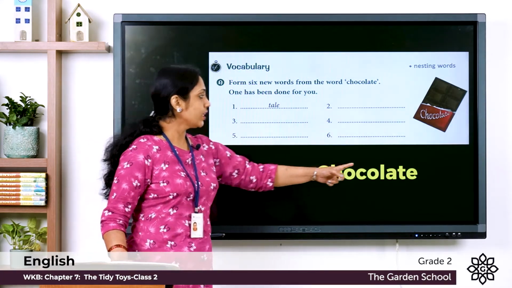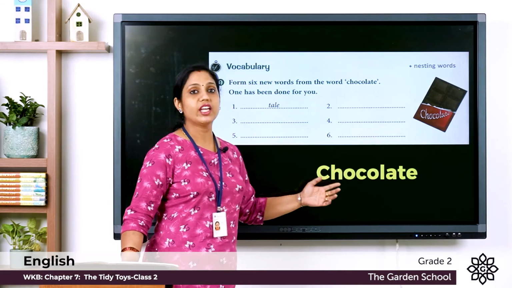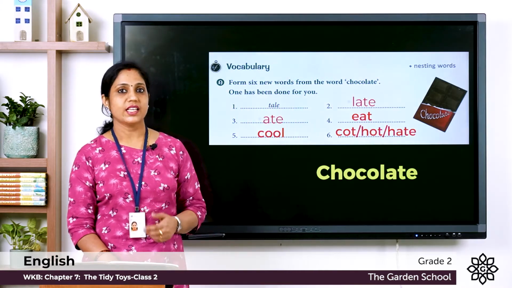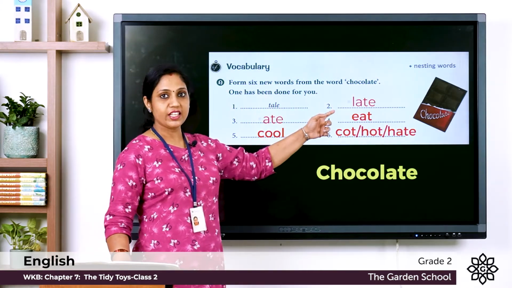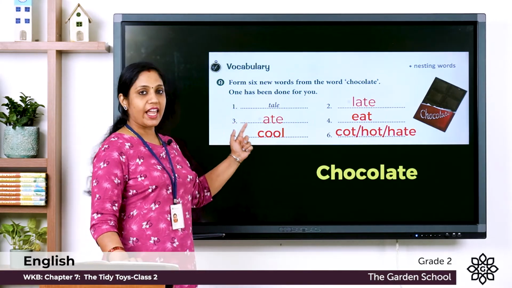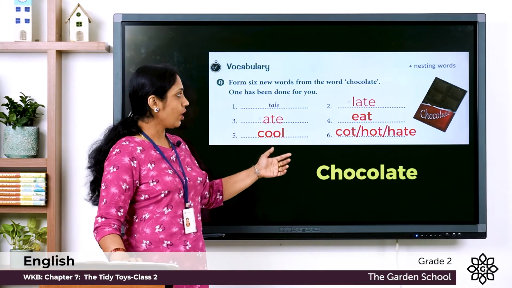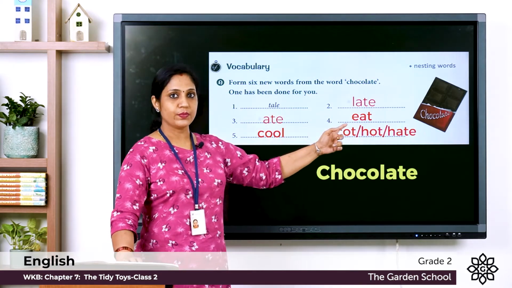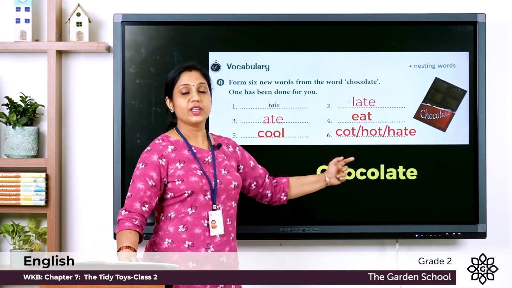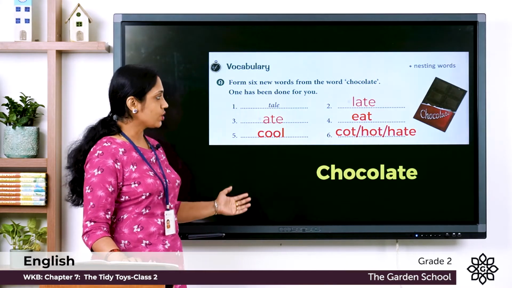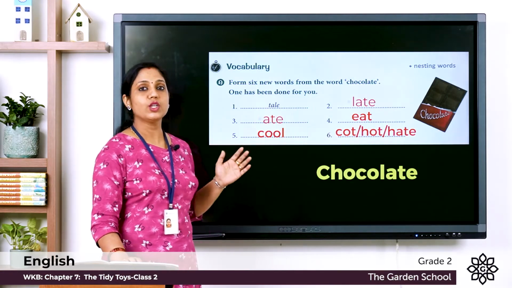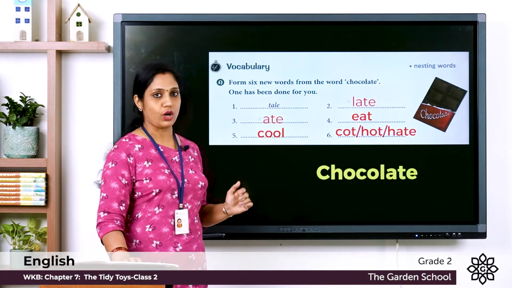So you can see here, TALE, and we get a new word. Likewise, we have to form other new words. So let's see. You can write late, LATE, from the word chocolate. Next, ate, ATE. You can also make EAT, eat. Next word, cool, COOL becomes cool and it's a new word. And also you can make words like caught, hot, hate. So these are the new words that we can make from the word chocolate.